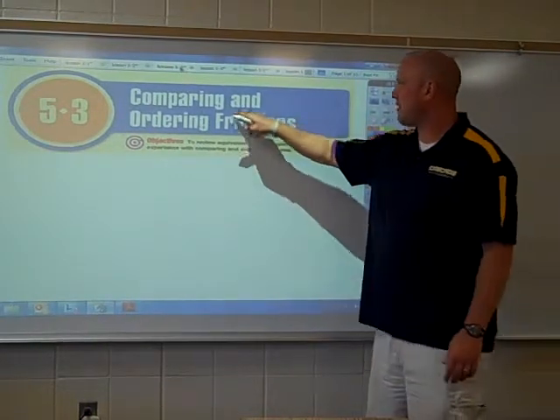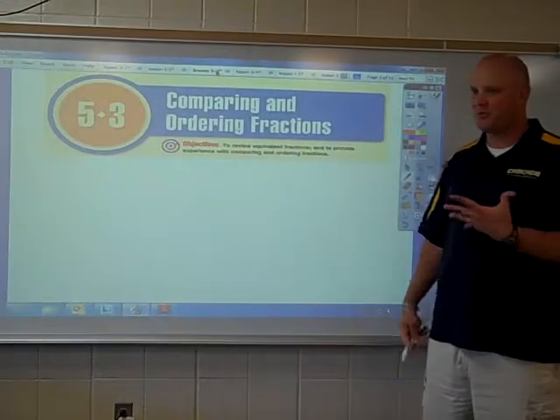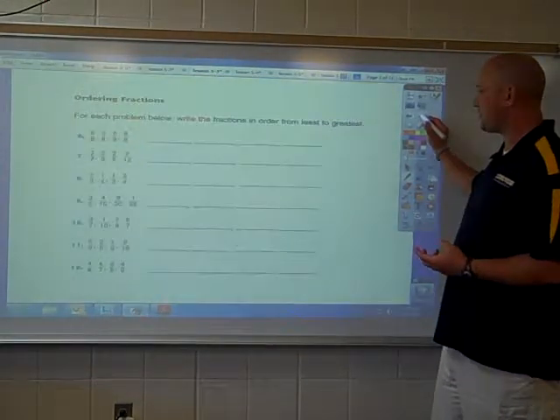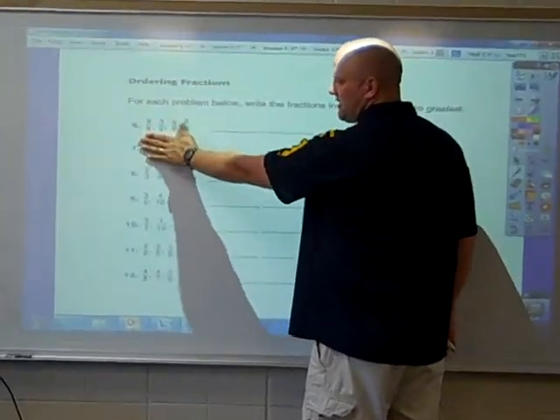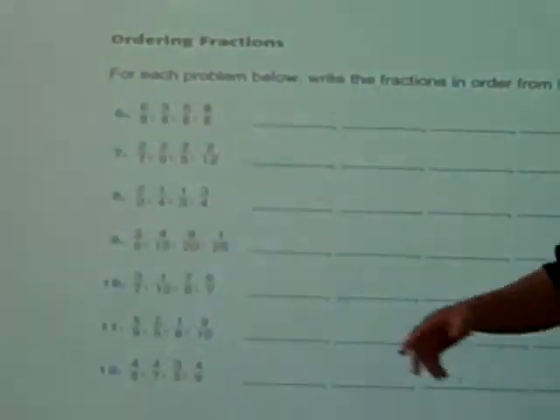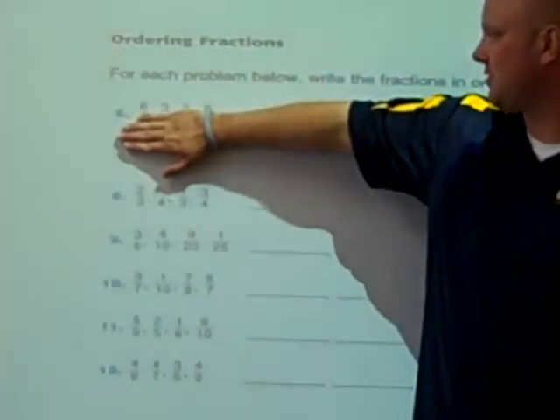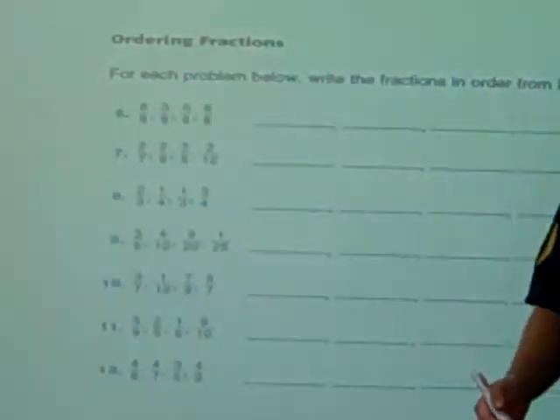In 5.3 we'll look at comparing and ordering fractions. Now there's really two different ways that you can go about this. When you look at these types of problems, these end up being really easy to do because your denominators are all the same. So when you have that, all you simply have to do is look at your numerator and see which one is smaller.